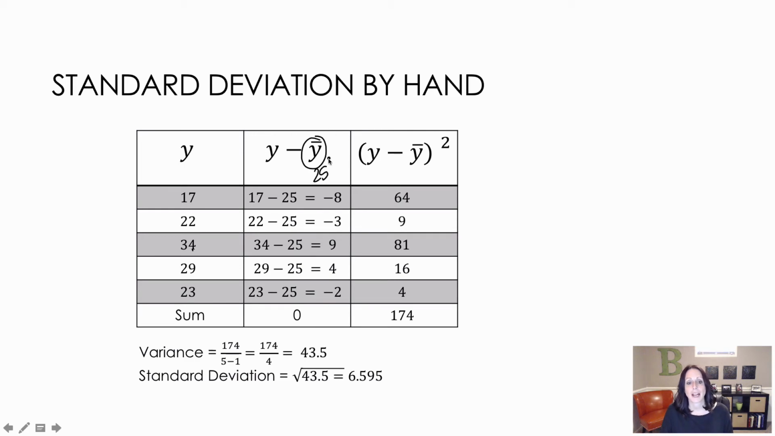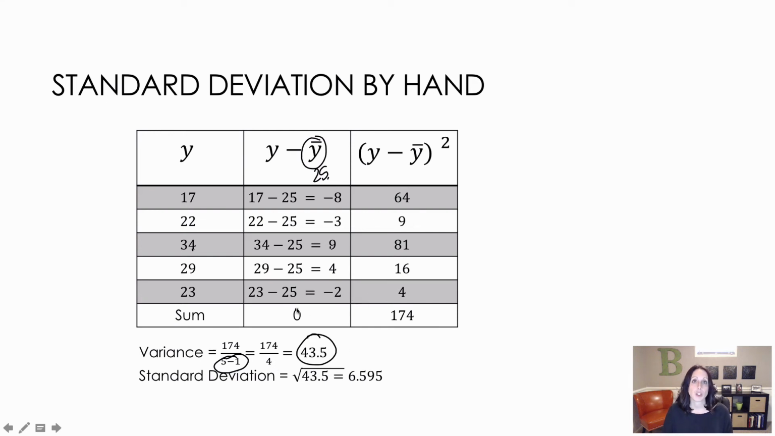So if I'm doing this by hand, I'm going to take each value, 17 minus 25 or 22 minus 25, etc., and I'm going to subtract 25 from it, and then I'm going to square it. So here, -8, when I square a negative, it becomes positive. -3, when I square it, becomes positive. 9 squared, still positive. Add up all of those values. That's the sum of my deviations. And then I'm going to divide it by n minus 1. There were 5 values, so 5 minus 1, which is 4. So my variance is 43.5.